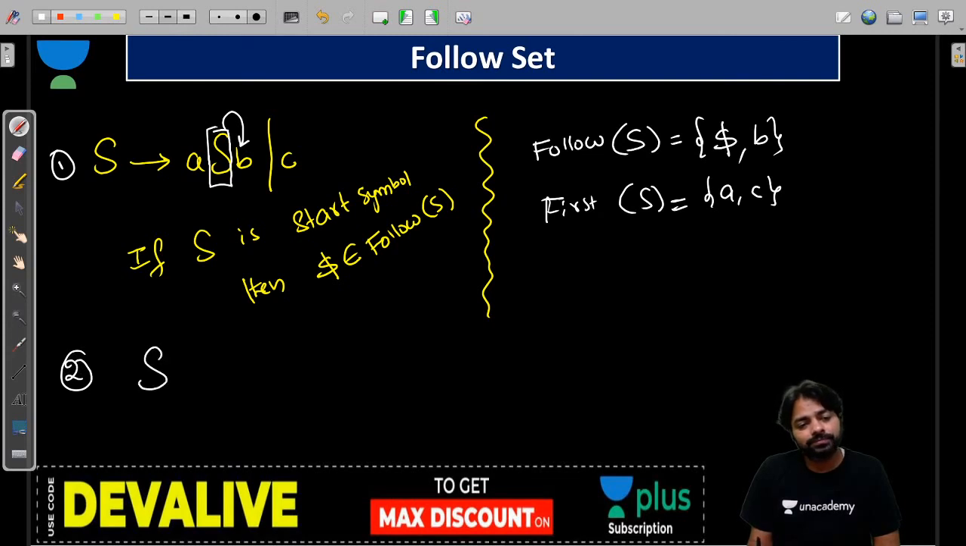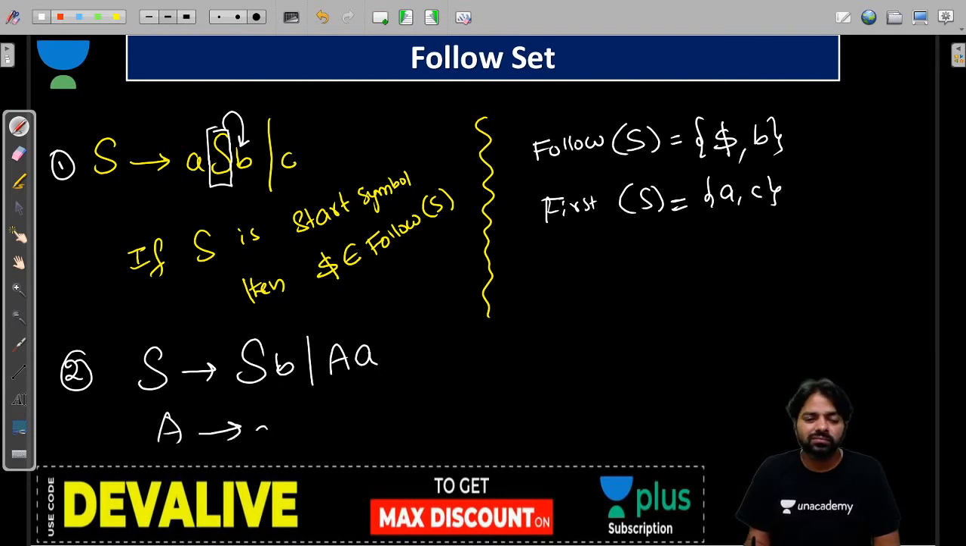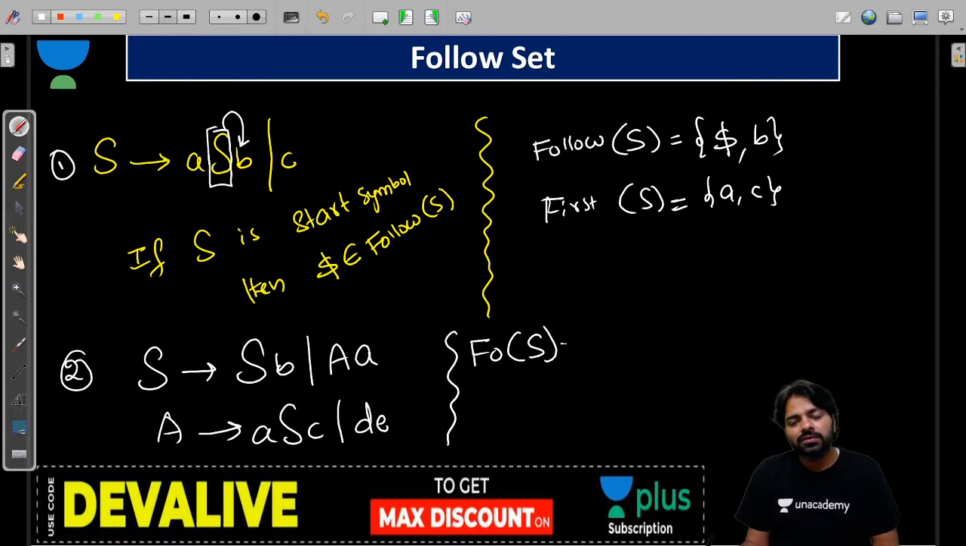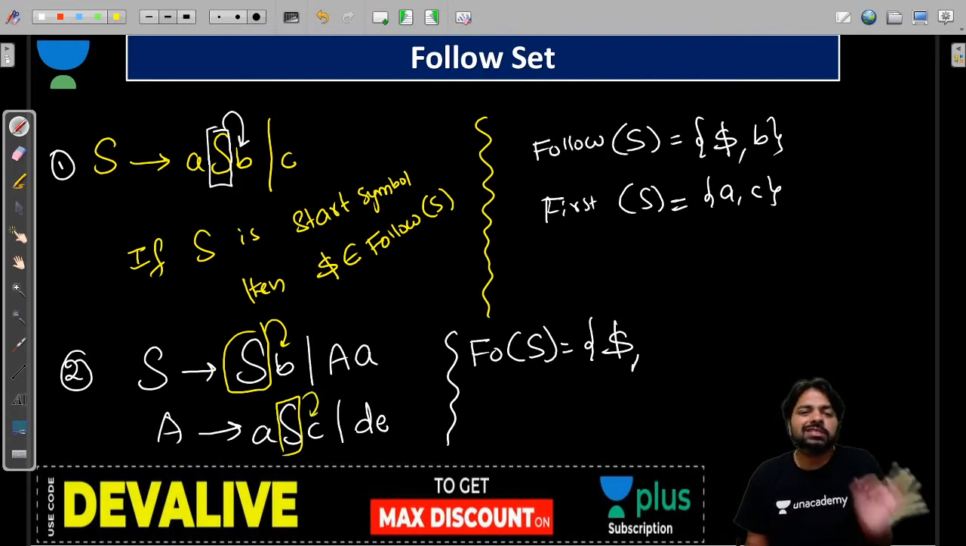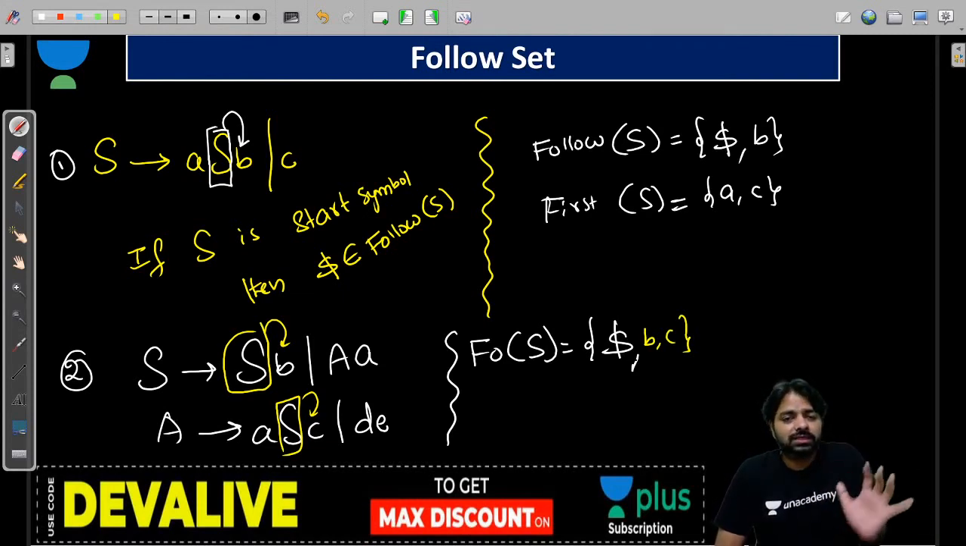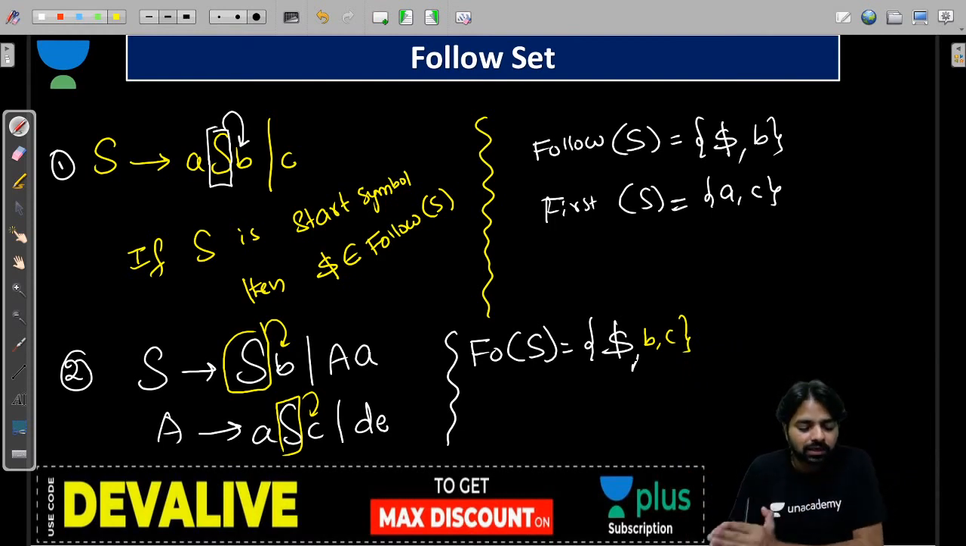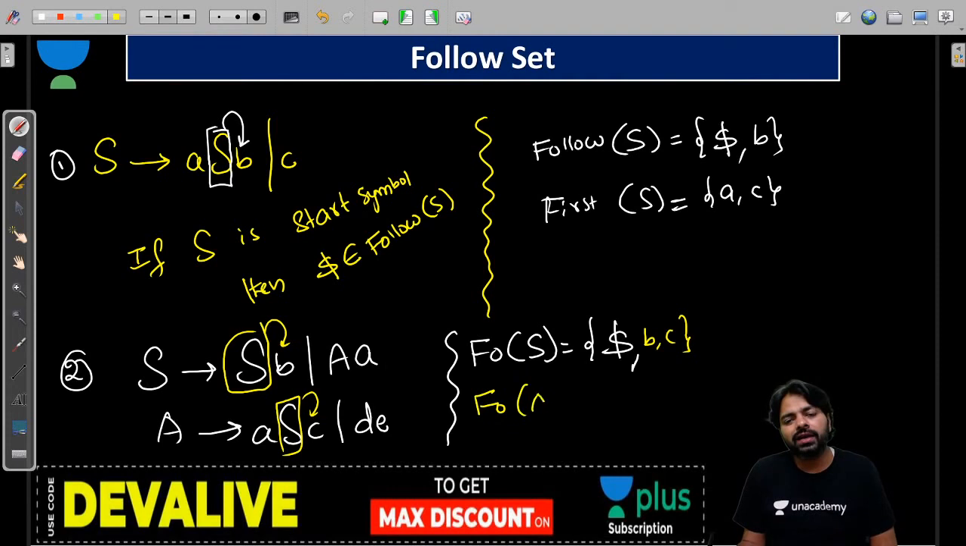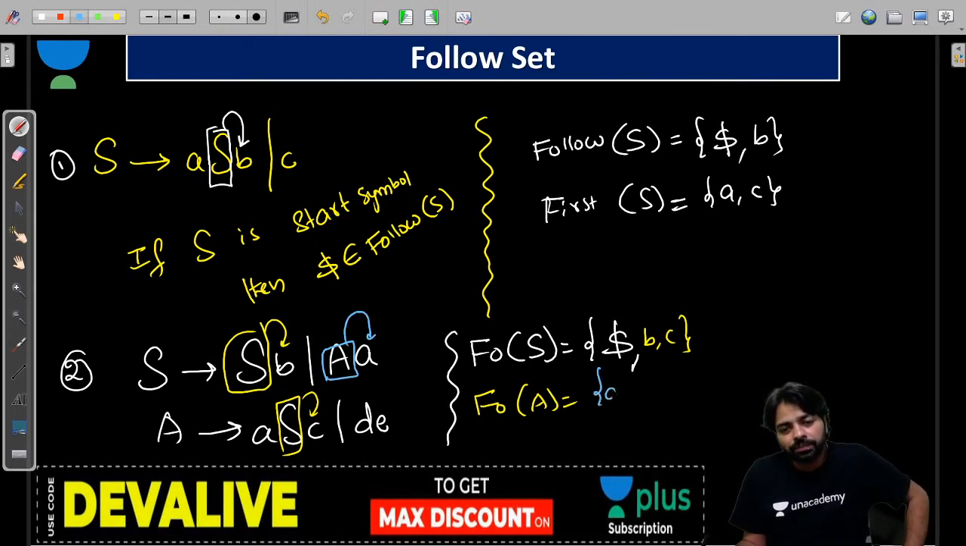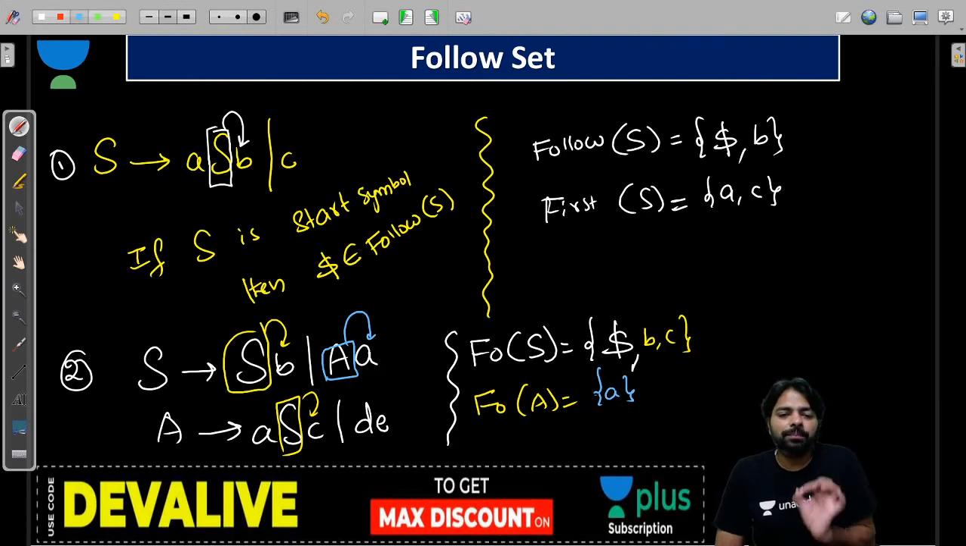Another example to understand. Suppose you have this one. And what is the follow of S? Follow of S is dollar definitely, because S is the start symbol. And look at now only the RHS side. Here S is there, here S is there. After S, the first terminal that comes is B comma C. This is how we compute follow of S. We require to look at the whole grammar where S appears in the RHS side. Now follow of A: again you look at the whole grammar where A appears in the RHS side, only one place, that is small a. So we compute it as a. Clear this point?